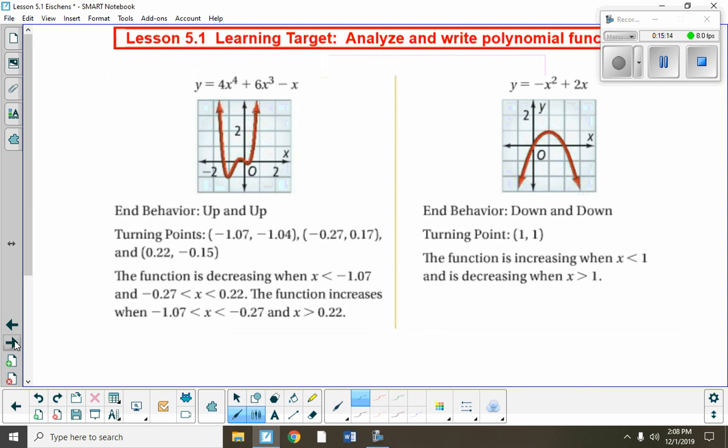Here we have a couple graphs to look at, and it's for x to the fourth, so even degrees, so up, up, or down, down, and since it starts with a positive, it's up and up. And there are some turning points here, and we can look at when the function is decreasing or increasing. So as our x values go from negative infinity up to this turning point, we would say that your y values are decreasing. As your x values go from here to here, the y values are increasing. Here it is decreasing, and the y values from this point to positive infinity are increasing.